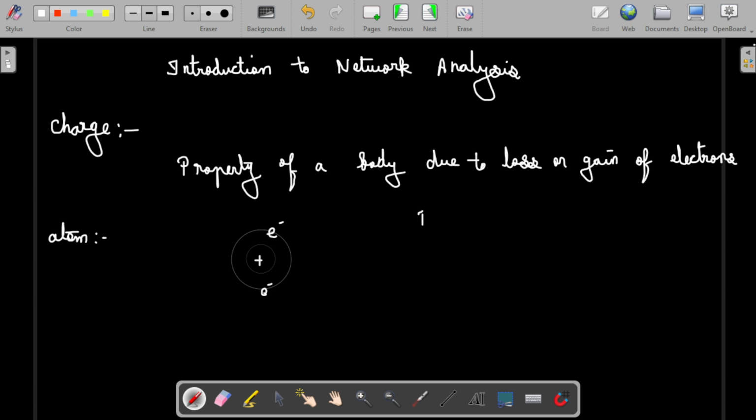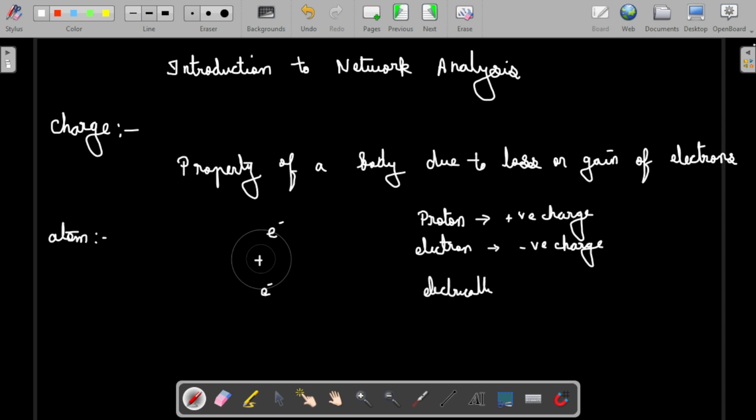A proton is nothing but a positively charged item, whereas an electron is a negatively charged item. This is the fundamental charge property. Generally the number of electrons will be equal to the number of protons, so the atom will be electrically neutral in the normal condition, without any cause and effect.